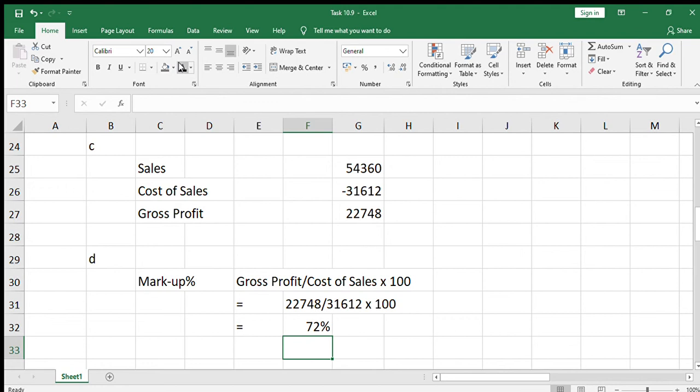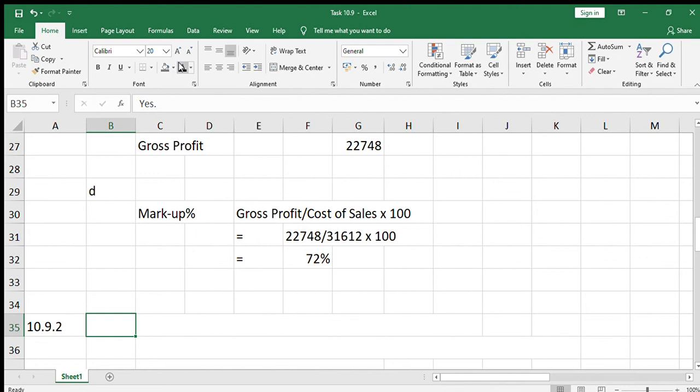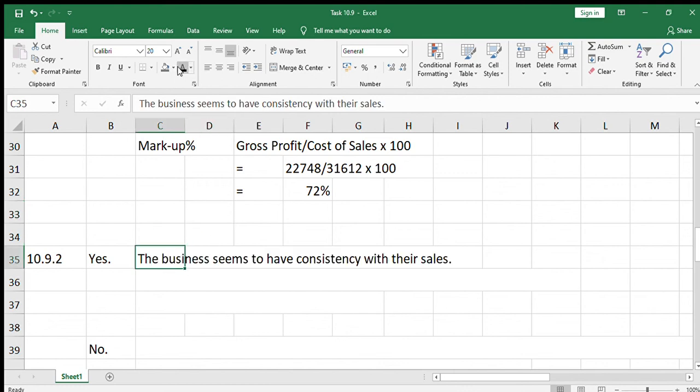Okay, so look at 10.9.2 now. The owner has asked for your advice as to whether he should increase the selling price of the shoes. In your opinion, what should he do? Why? Your opinion must be substantiated with facts and figures. So this is 10.9.2. Now with these kind of questions, you can say yes or you can say no, as long as you justify your answer. Okay, so if we want to say yes, we can say that the business seems to have consistency with the sales.